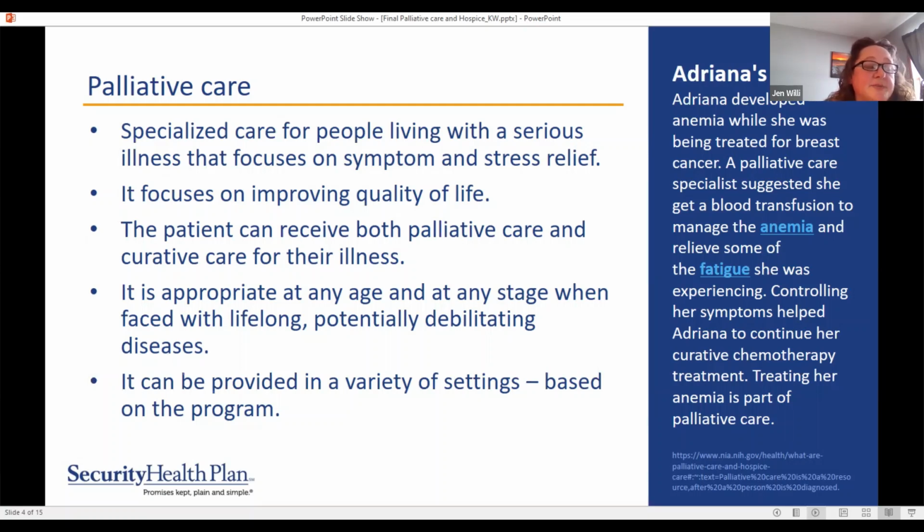Adriana has breast cancer and was receiving treatment. She developed anemia and became extremely fatigued. Palliative care got involved, and after discussion, Adriana agreed to receive a blood transfusion to help with the anemia. This helped to improve her fatigue, and she was able to continue with her curative treatments. Because she was on palliative care, she was able to get both the comfort care treatment of the blood transfusion for her anemia and the curative treatment of chemo for her cancer.